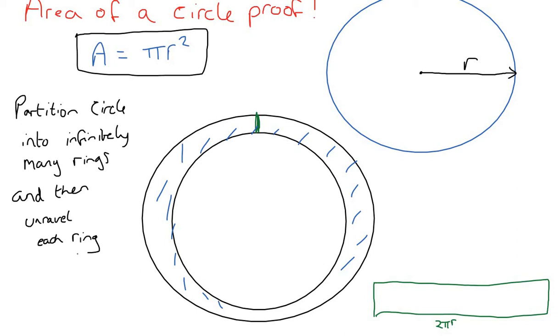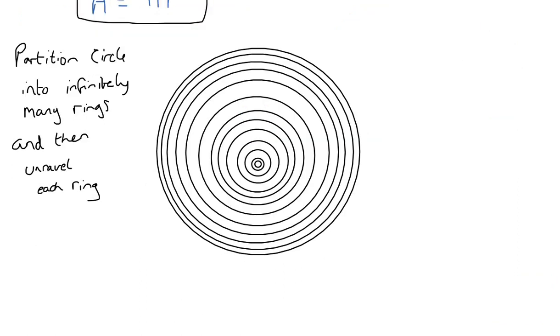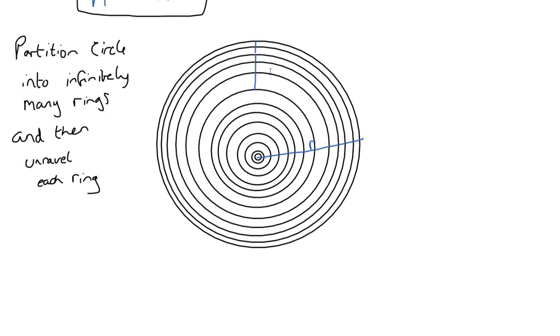So let me explain what I mean by this. Okay, so here's my diagram, and again it's not perfect, and of course it's never going to have infinitely many rings, but now note that the distance from the center to the edge is still r, so it's still a radius, and let's now unravel each ring. So we start by unraveling this one, and then this one, and then so on. So I'll do that and then we'll have a look at what's happened.